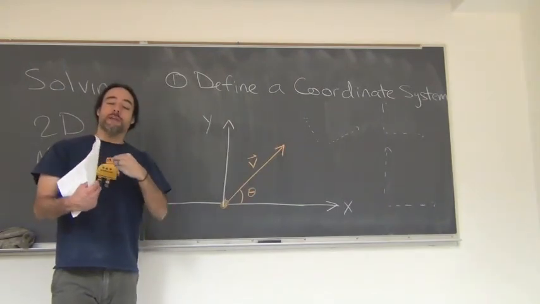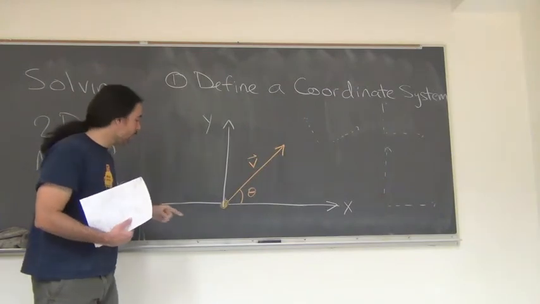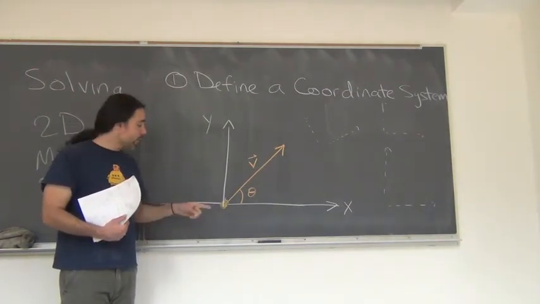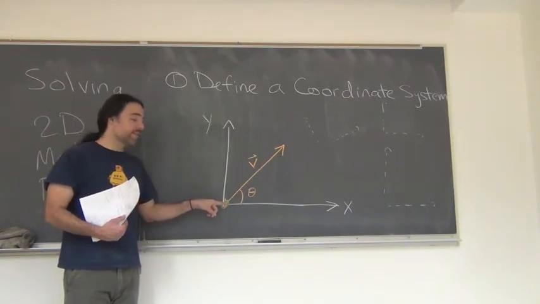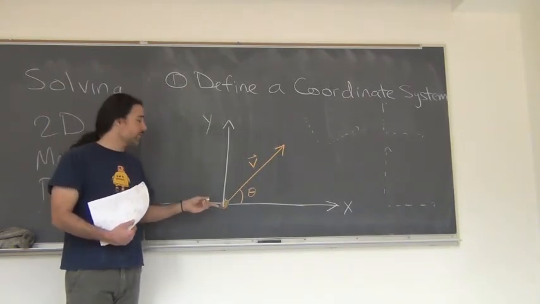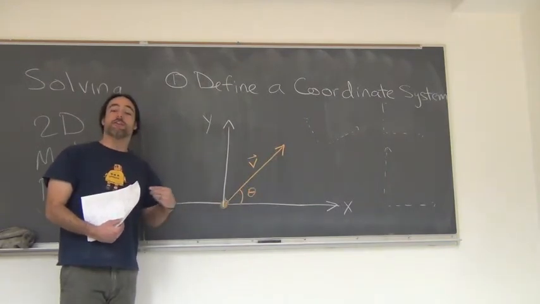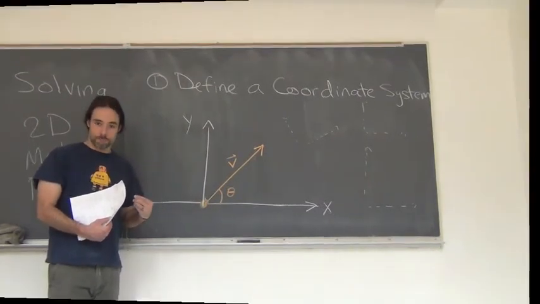The whole reason we define a coordinate system is we want some point that we can measure relative to. So I know if all of my measurements are relative to this position, relative to the starting position of this object, I can be consistent in all my measurements, and I can use that to solve the problem.